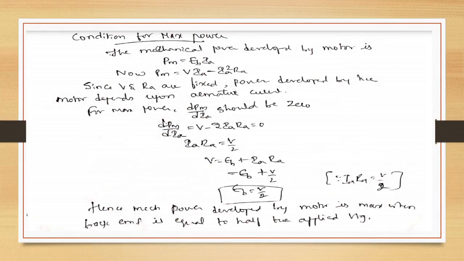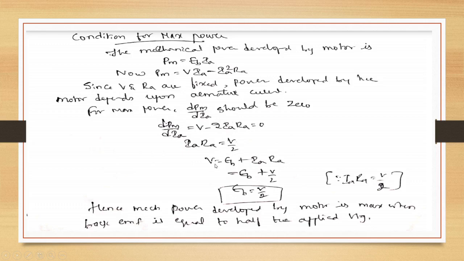Let us see the condition of maximum power. Mechanical power developed by motor PM is EBIA, and PM is V IA minus IA square RA according to the power equation. Since V and RA are fixed, power developed by the motor depends upon armature current. For maximum power, the condition is that differentiation of PM with respect to IA should be equal to 0. So let us differentiate dPM by dIA. So now what will it become? V into dIA by dIA, so it will become V minus 2IA RA, or 2IA RA is equal to V.